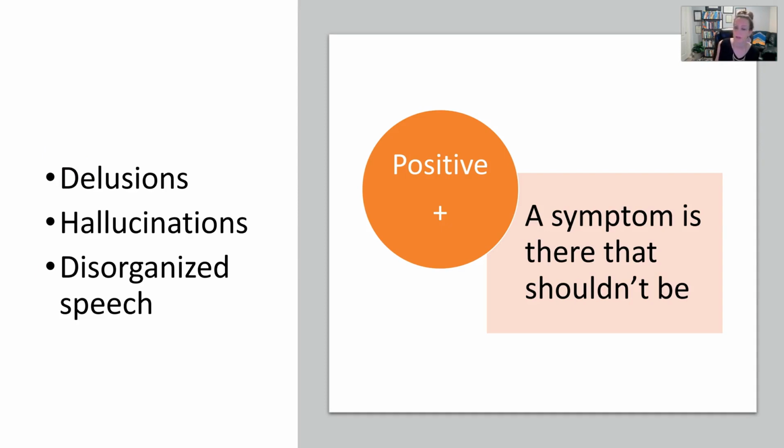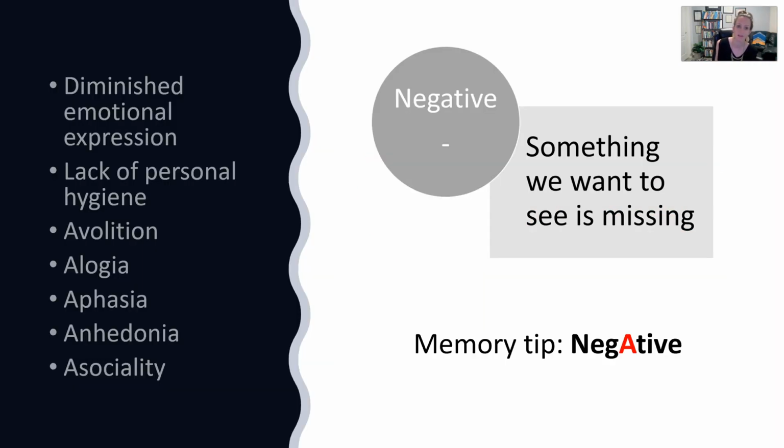But the diagnostic criteria also talks about a few other things, including negative symptoms. So here are some negative symptoms. These are things that stop happening, and that's the problem, including diminished emotional expression. So think of like a flat affect. Lack of personal hygiene, which can actually be one of the first signs of schizophrenia emerging. And then all of the A's.